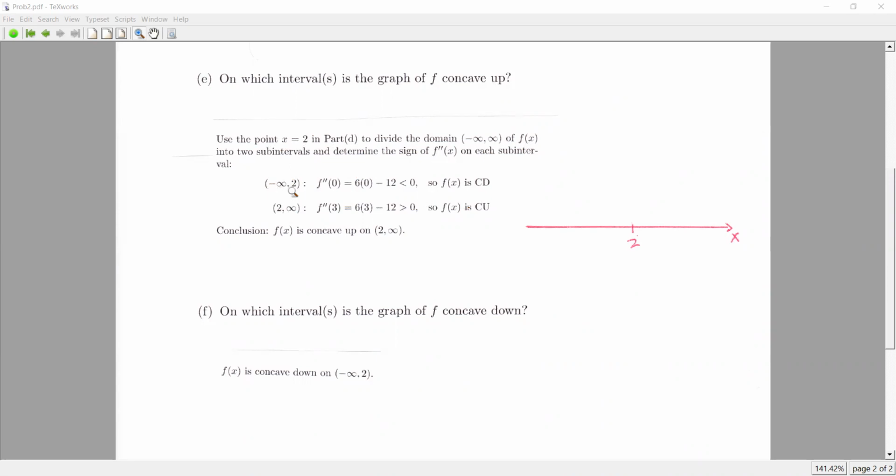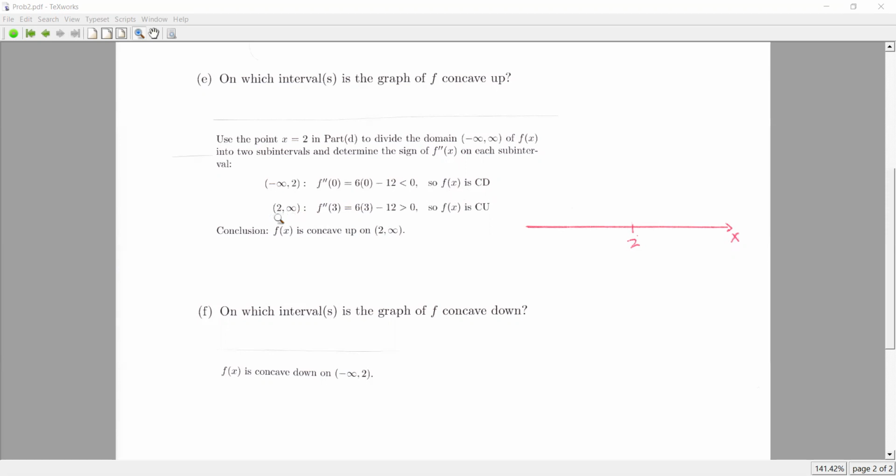To determine the sign of the second derivative on this subinterval, I arbitrarily pick a point, say pick 0 from this interval. Then evaluate the second derivative at 0. Then I get less than 0. Therefore, the second derivative is less than 0 everywhere on this interval. As a result, the graph of function f is concave down on this interval.